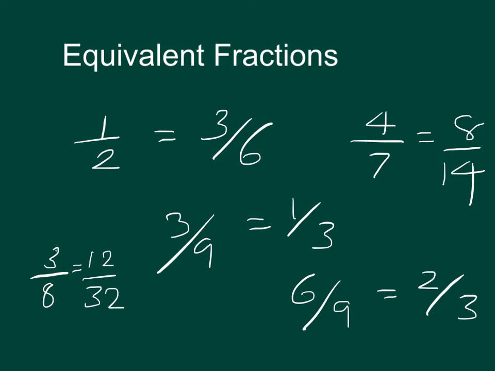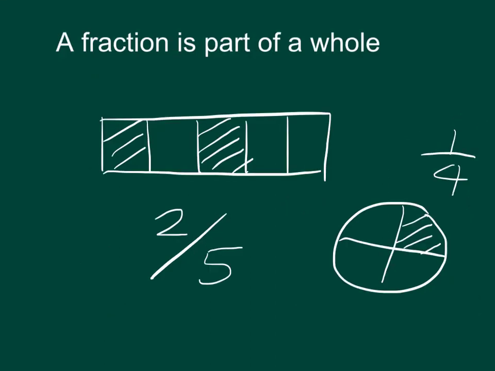So what does this all mean? Why are these fractions considered equivalent? Well, let's remind ourselves what a fraction is. A fraction is part of a whole. So in this bar here, it's been divided up into 1, 2, 3, 4, 5 equal blocks, and 2 of them have been shaded. So the fraction that is shaded is 2/5.